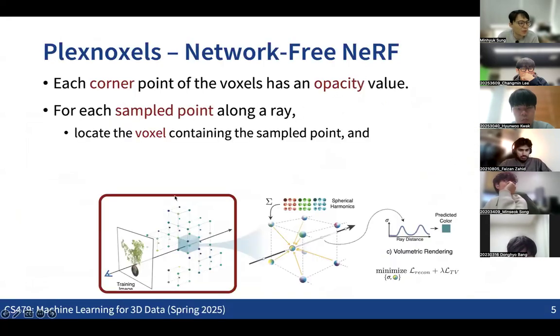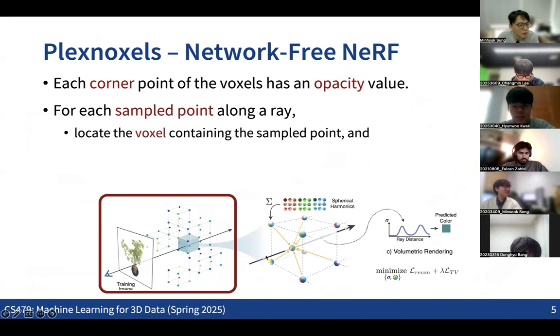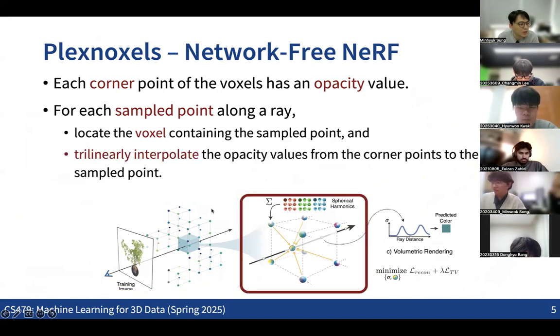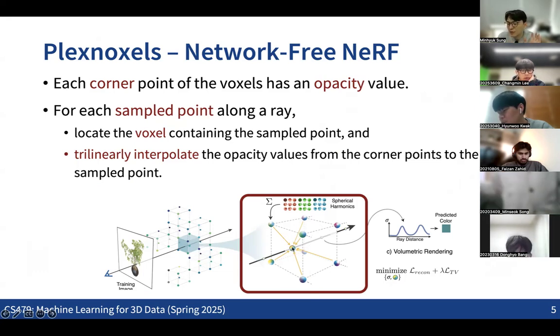But what we are doing is that for each corner point of the 3D grid, we are storing the opacity information. And then along the ray, for any point over the ray, we do a trilinear interpolation by taking the 8 corner points of the voxel that includes this specific point. So very simple idea. There is no need to have any neural net. We can directly store the opacity information for each corner point of the voxel and do linear interpolation for each point along the ray. So that's the simple thing.